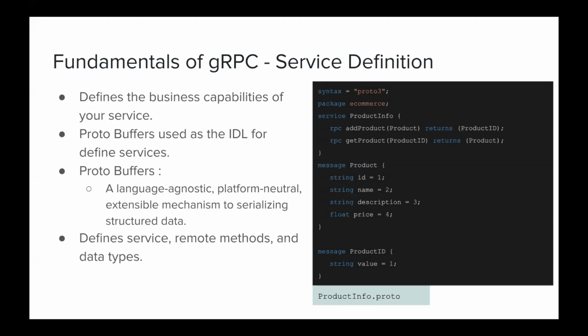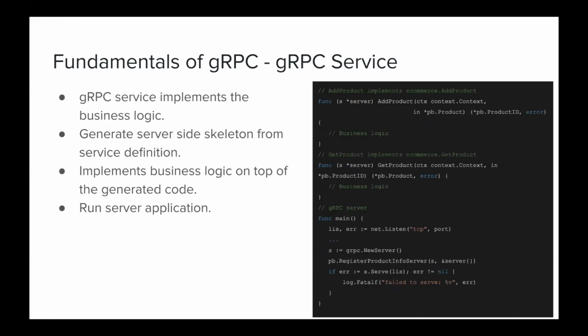So all the required types are defined as part of the protocol buffer definition for your service. One of the main reasons for using protocol buffers as the wire protocol is that it's a language agnostic protocol, it's platform neutral, as well as a highly efficient data transfer or data serialization format. And so as part of the service definition, now you have the service name, remote methods, and data types. And then the next step is to generate or build your gRPC service.